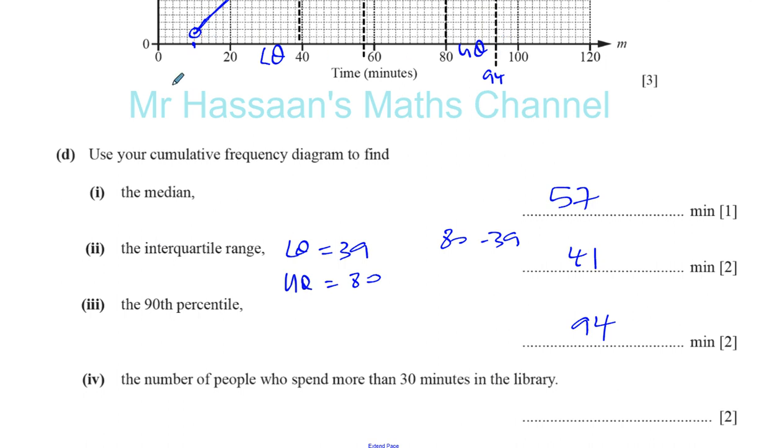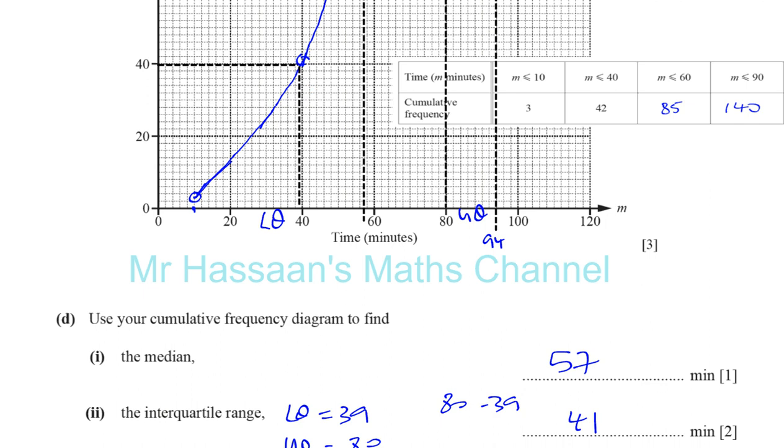And then it asks for the number of people who spend more than 30 minutes in the library. So now we've got to go to 30 minutes. We're going to do the opposite. We go to 30 on the minutes axis this time. So this is going to be 2, 4, 6, 8, 10. And we go up till we hit the curve. That's a bit high, so we go a bit lower. Be precise. That's about right. So that is 22, 24. So 24 people spent 30 minutes or less in the library. That's what that tells us. This is the number of minutes, and that's the number of people who spent less than that time.